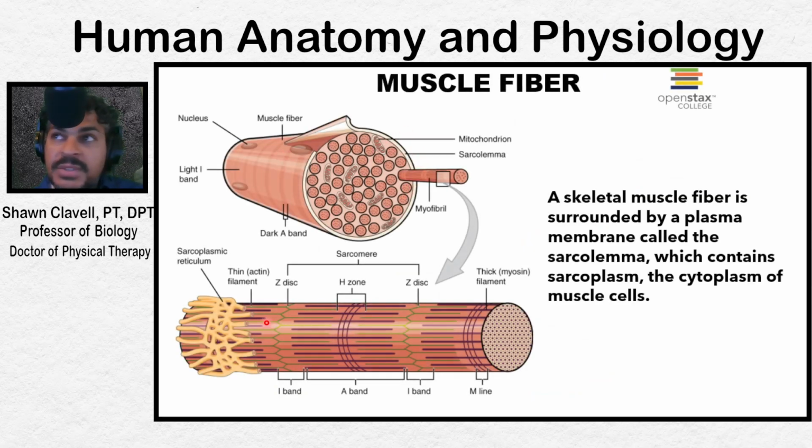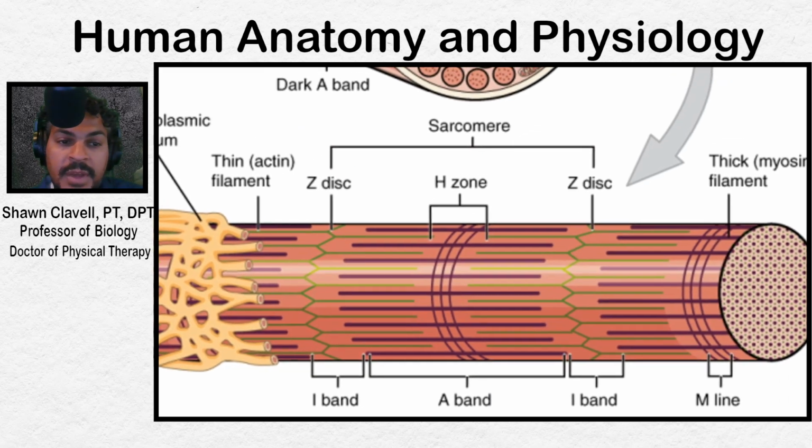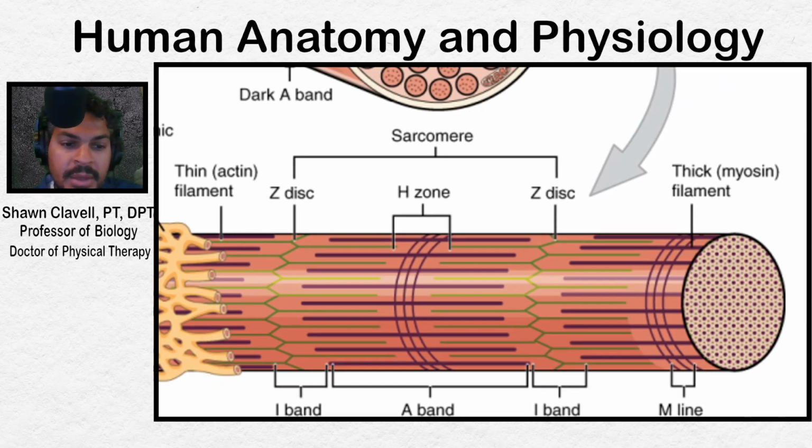So if we zoom into a muscle fiber itself, it has its own cell membrane. It's called the sarcolemma. It's got its own cytoplasm that's called the sarcoplasm. And ultimately, it's made up of these long strands of proteins, which are made up of these repeating patterns that we call the sarcomere. So, the sarcomere is the basic functional unit of a muscle contraction.